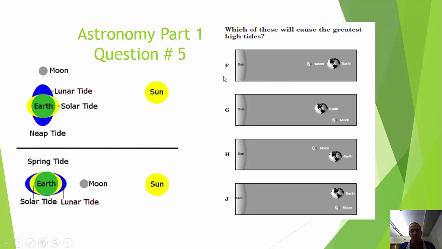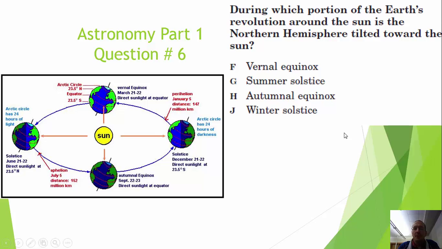During which portion of the Earth's revolution around the Sun is the northern hemisphere tilted towards the Sun? Trying to answer this question, you want to look at the picture over here that really does a good job explaining how we're tilted and how we're affected by the Sun's direct and indirect rays. The northern hemisphere, tilted towards. So if we're tilted towards, then we're going to get direct sunlight coming at the northern hemisphere.